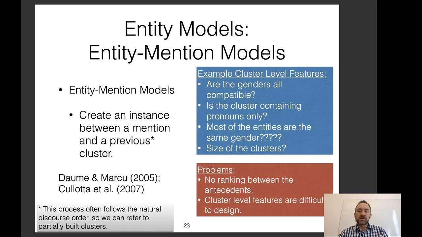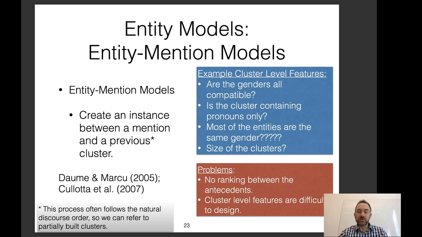And then there's also entity mention models, and entity mention models basically create an instance trying to classify which of the previous clusters a next mention belongs to. So basically what you do is you step through, in order, maybe the natural discourse order, and try to decide whether the mention is coreferent with any previous entities. And based on this, you can create cluster level features like the ones I described on the right here.